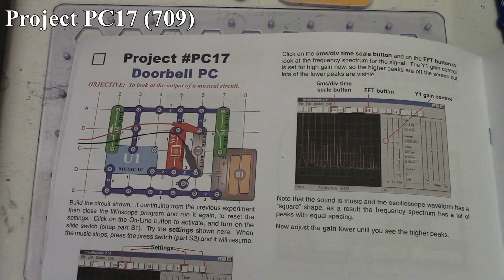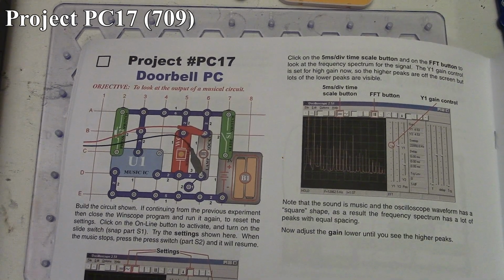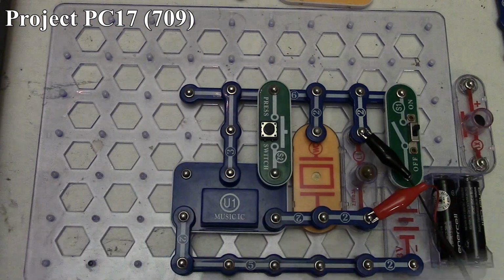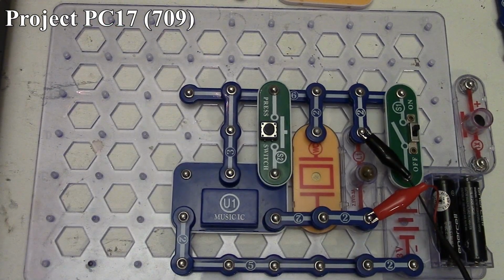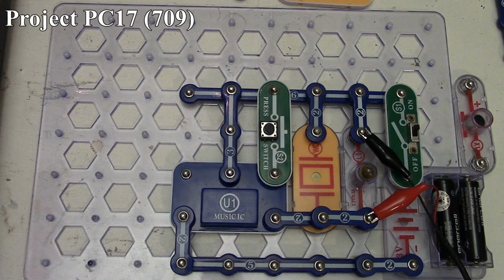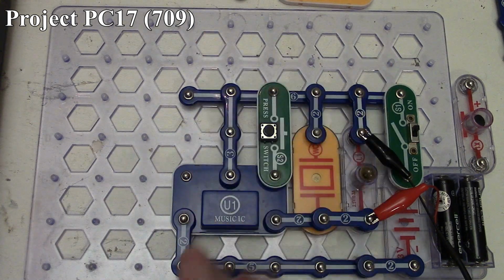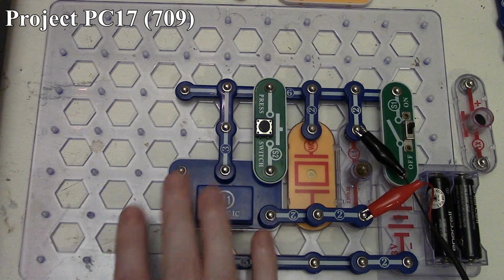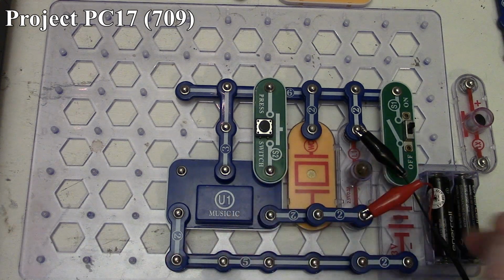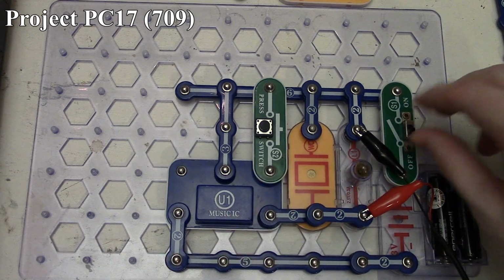And now we're looking at Project PC17, which is the Doorbell PC. There it is in the book, and here it is on the board. So I've modified it a little bit by putting the press switch over here on the hold function of the Music IC, because the replay didn't seem to be working for some reason. So I'll just hold the button down if we need to continue playing the Music IC. Anyway, it goes to our whistle chip and our 2.5 volt, 3 volt lamp with our 3 volt supply.